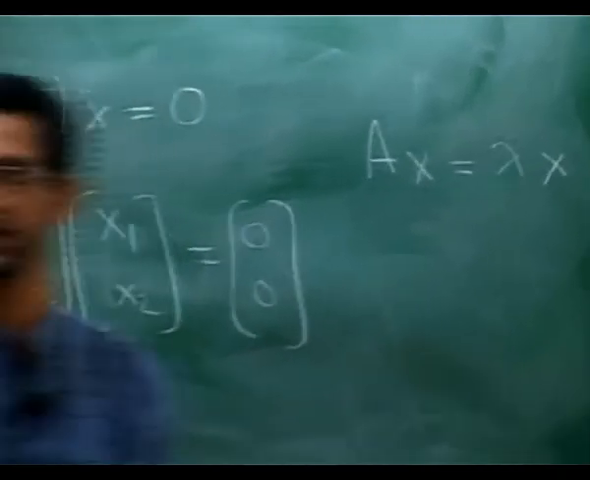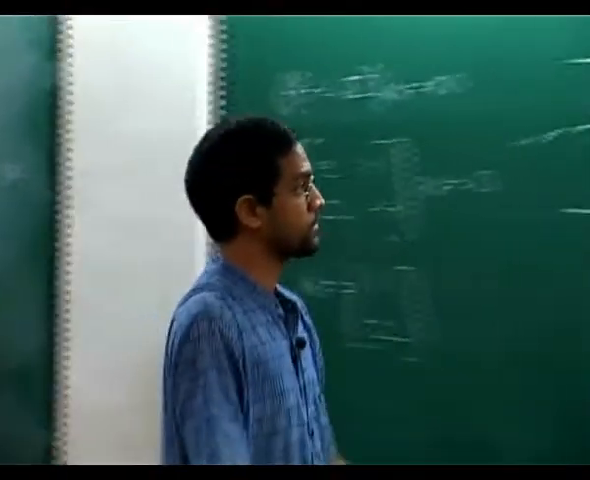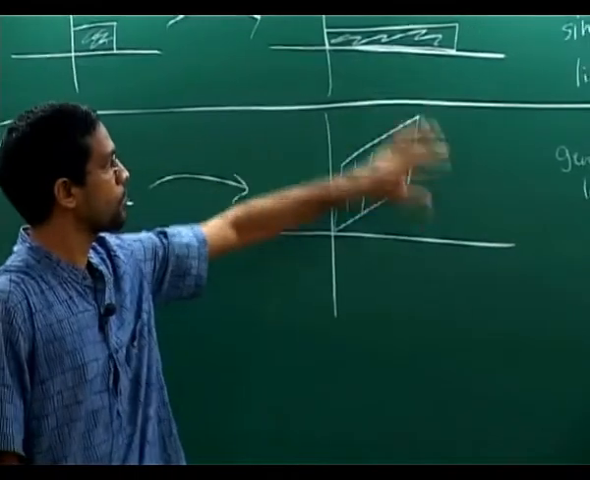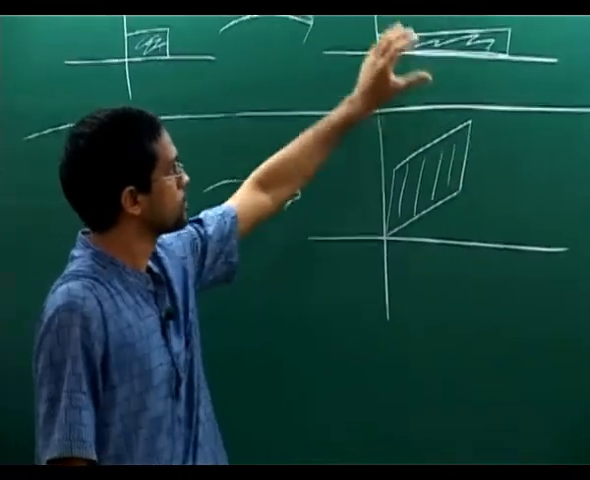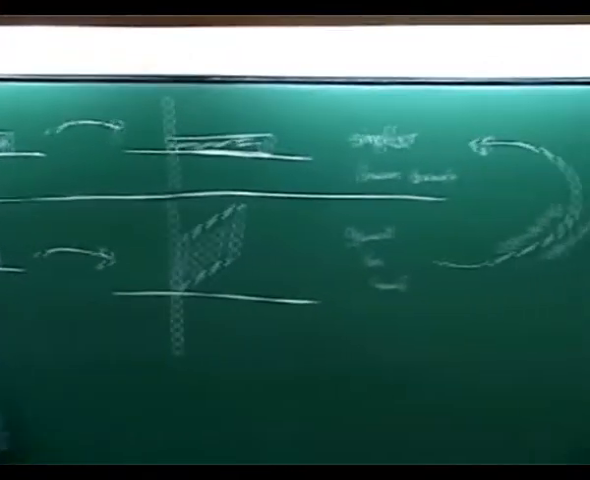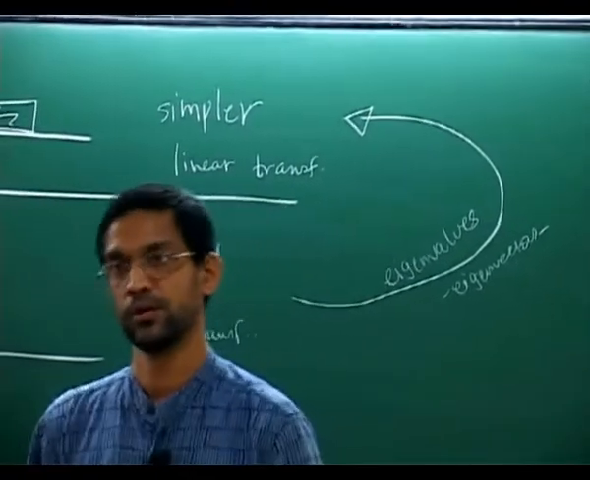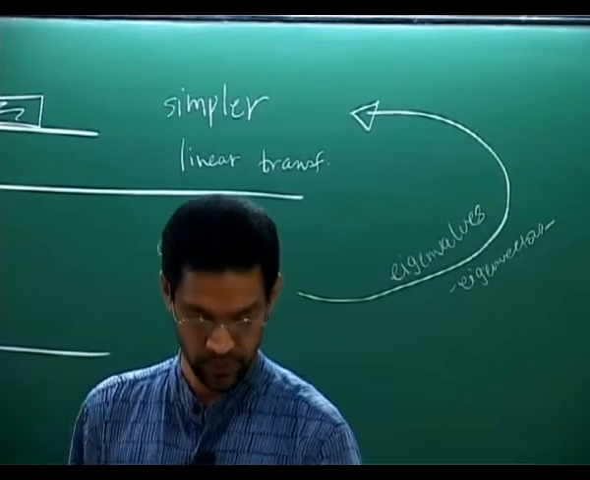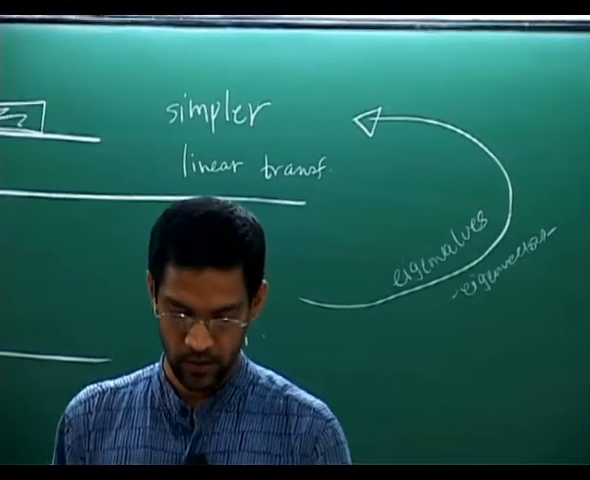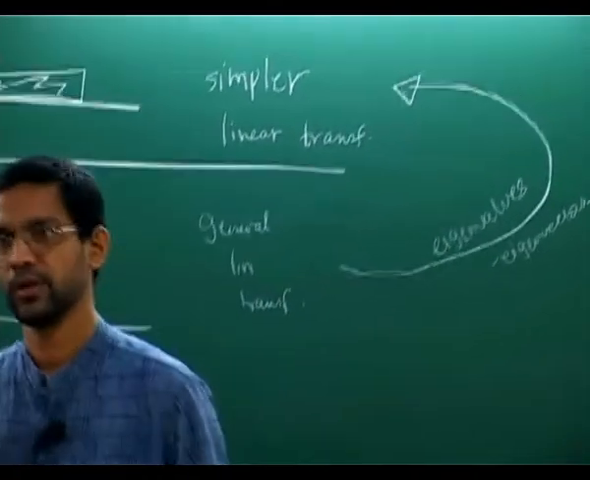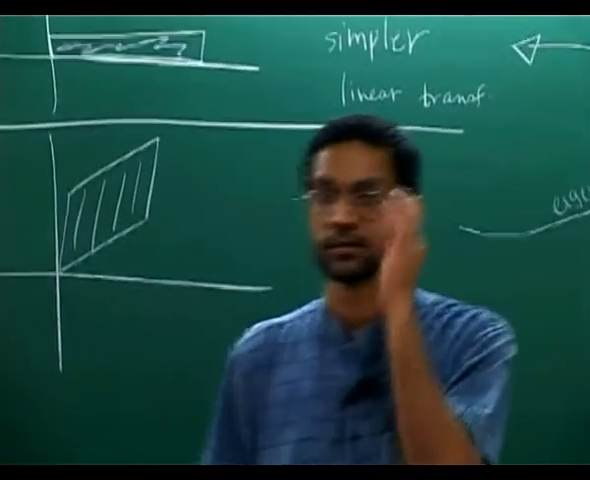Okay. So in some sense, you can think of the eigenvalue procedure as trying to do this. You want to reduce a general transformation to simpler kinds of transformations. Okay. So that is one answer to the question of why you want to compute eigenvalues. Now, any questions so far or any comments?